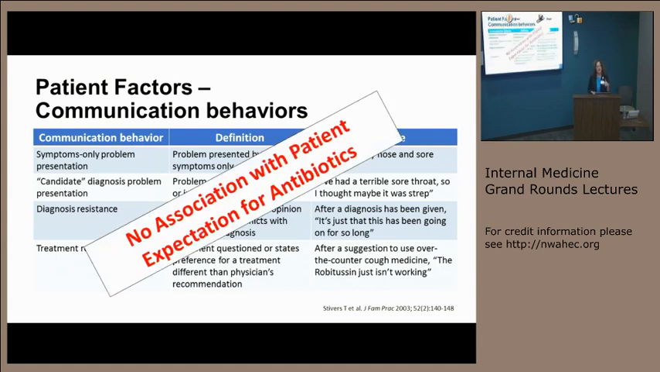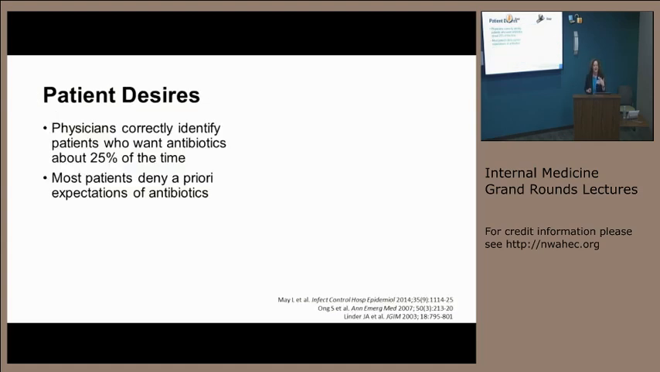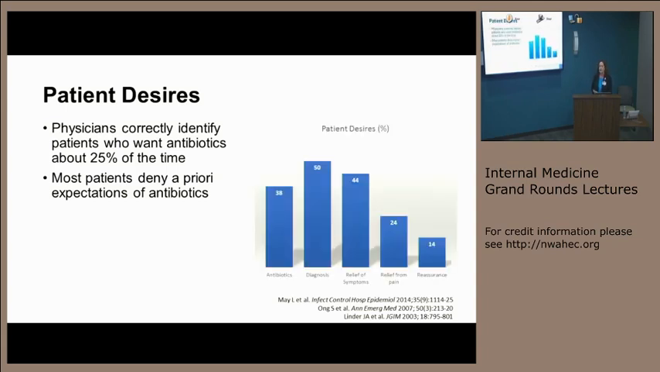But interestingly, none of these communication behaviors were correlated with the patient actually wanting antibiotics. So it's hard for us to actually know what they want. We as clinicians identify what patients want in terms of antibiotics about a quarter of the time. And most patients do deny a priori expectations of antibiotics. So what do they want besides antibiotics? Well, they want a whole host of other things, including just a diagnosis, relief of symptoms, relief from pain, and reassurance.